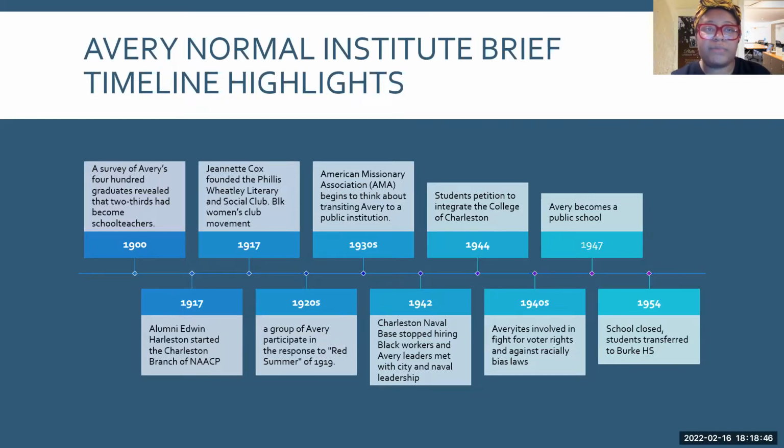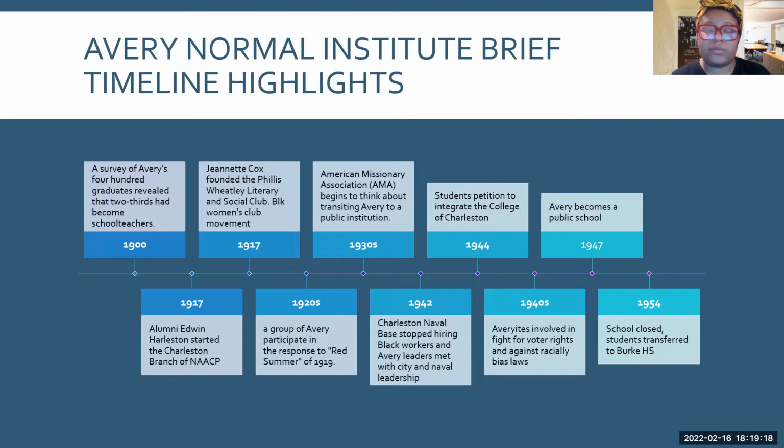And as part of the alumni and activism of what was taught at Avery, a lot of the alumni went on to become active with social justice and the civil rights movement. And these are just a few examples of that. Edwin Harleston, he is an artist. His family owned a funeral home here in Charleston. And he also helped to found the Charleston branch of the NAACP.